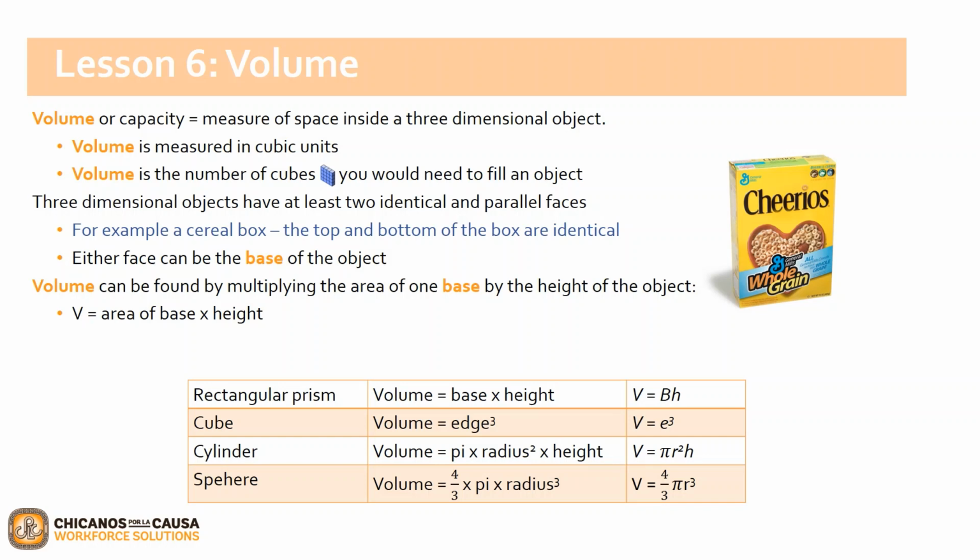Volume can be found multiplying the area of one base by the height of the object. So volume equals area of base times height. But what if you don't have a rectangular prism? What if you have another three-dimensional object, such as a cube, a cylinder, or a sphere? Well, don't worry. Here on the slide, you can see that I've listed the formulas to find the volume of each of those three-dimensional objects.